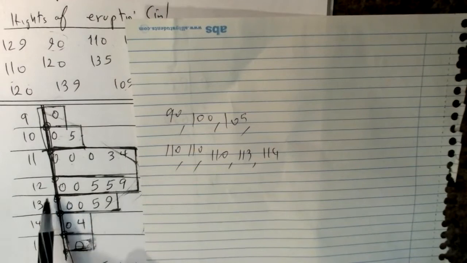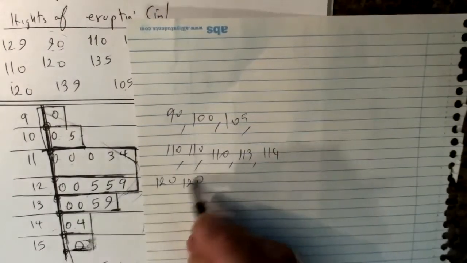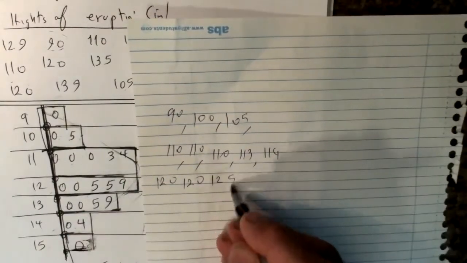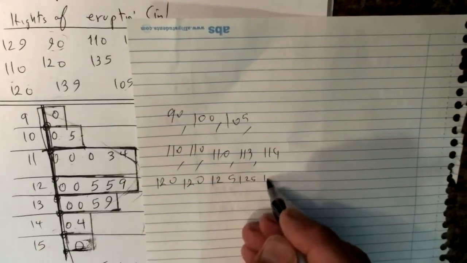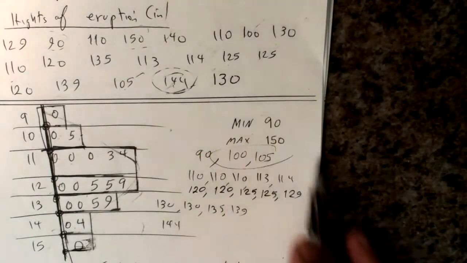Okay? Like, how many numbers start with 12? It is 120, another 120, 125, 125, and 129, and so on. Okay, that's why you see all these numbers here.